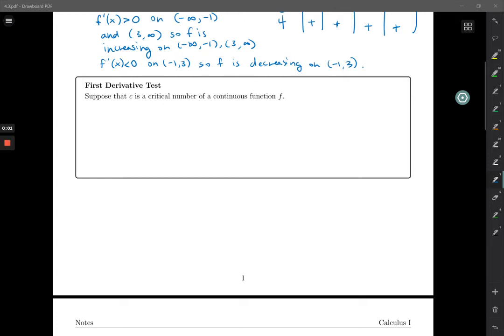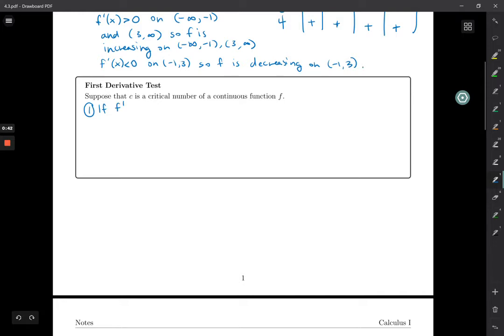Okay, so here we have the first derivative test, and this is going to be a test that will help us tell whether or not a critical number is actually a local max or a local min. So we will start with a critical number of a function f, and then we can use the first derivative test to characterize that critical number as a local max, a local min, or neither, because sometimes we have critical numbers that are not actually local extrema. But so there are three possibilities.